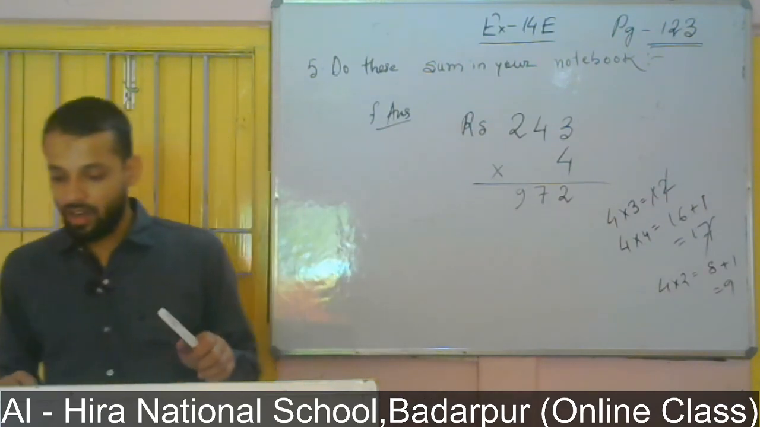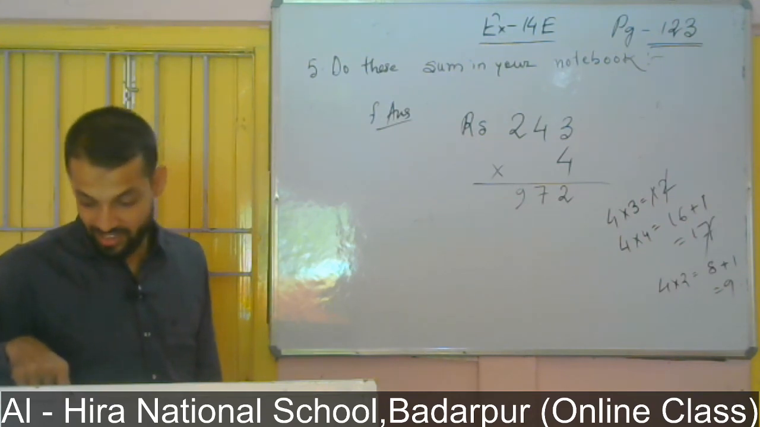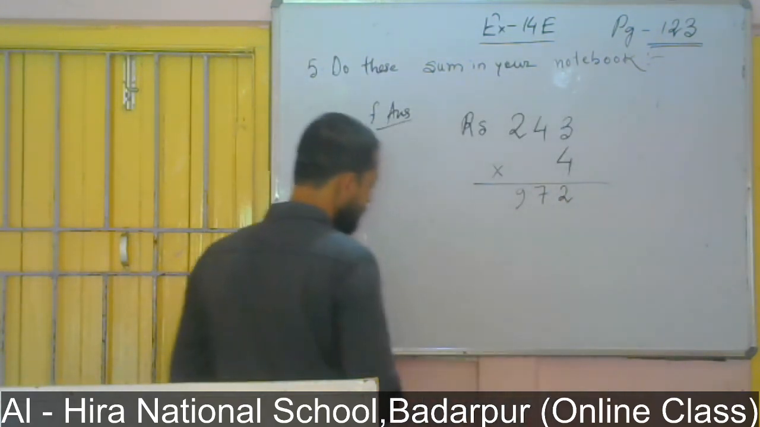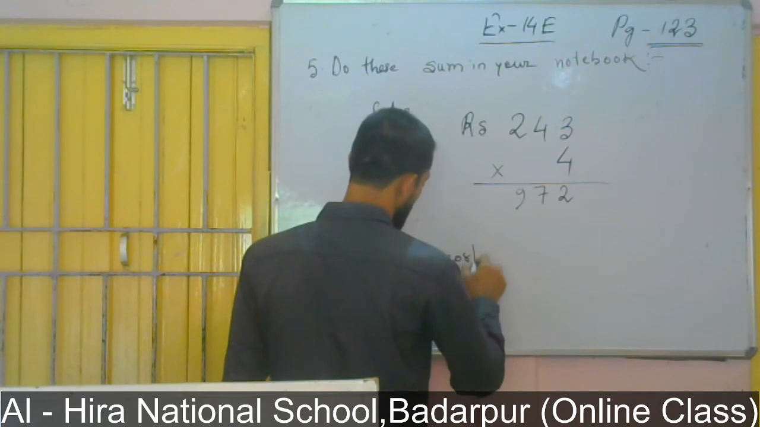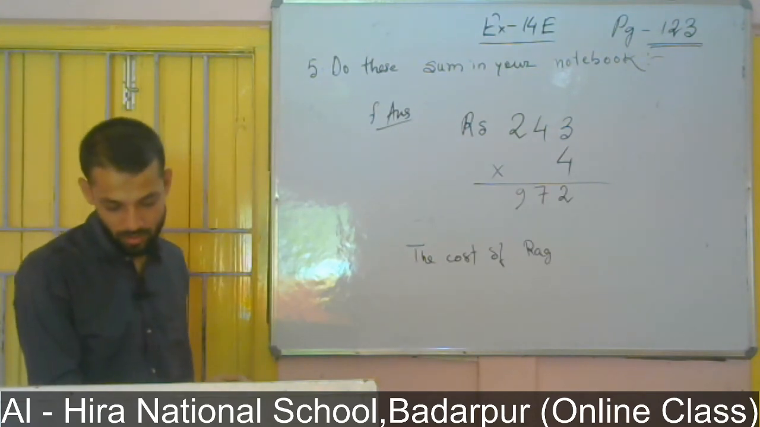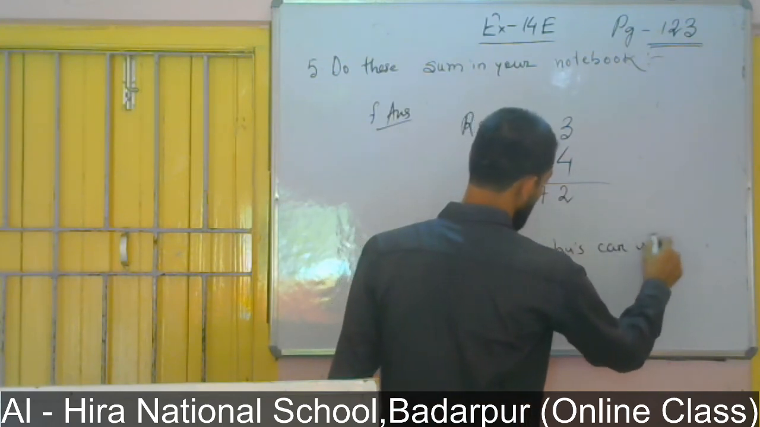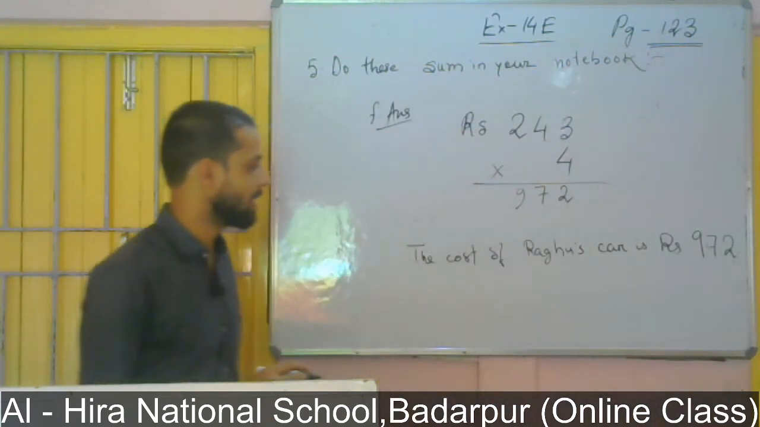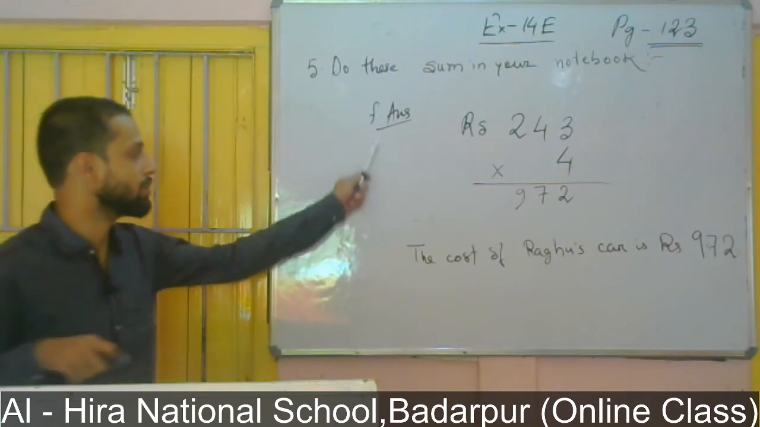So it will be 972. We can write the cost of Raghu's car is rupees 972. So this is the answer for question number F.